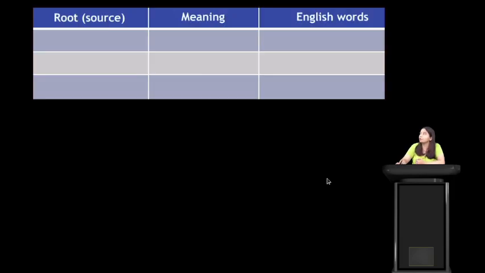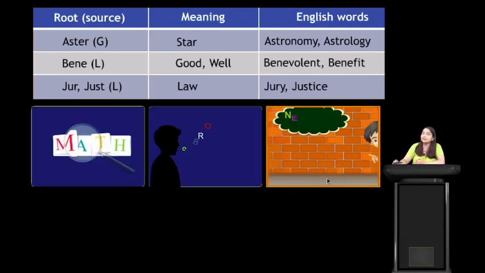Let's talk about the root, that is the source of that word, then the meaning of the word and then the English word of that meaning. So aster is a Greek word, that means star. And we use the English words for aster: astronomy and astrology. Alright? Clear? Which means study about stars.